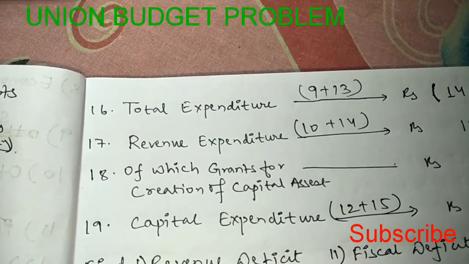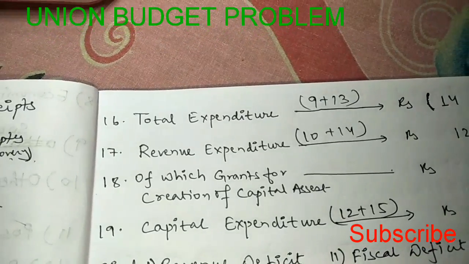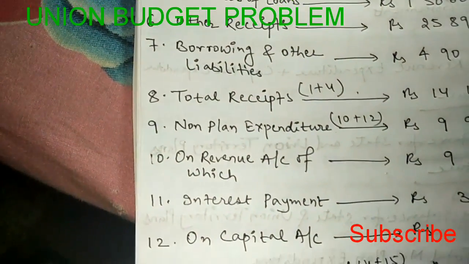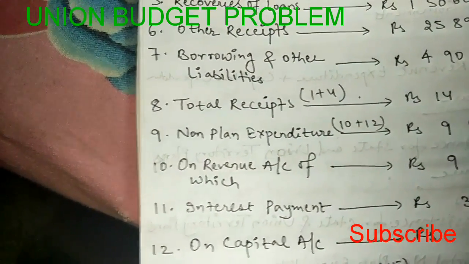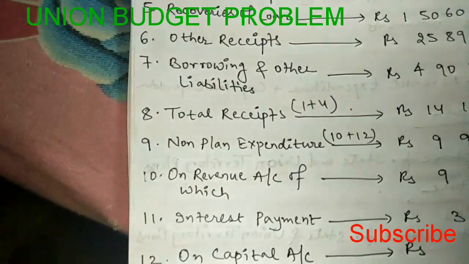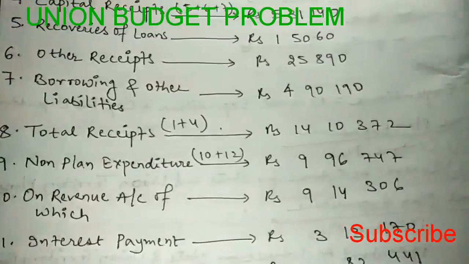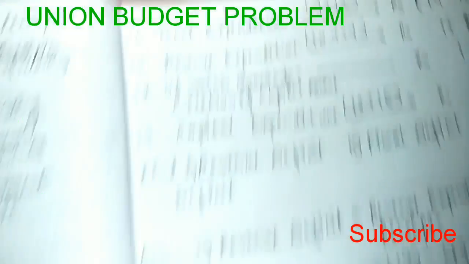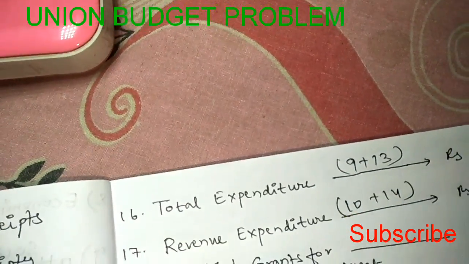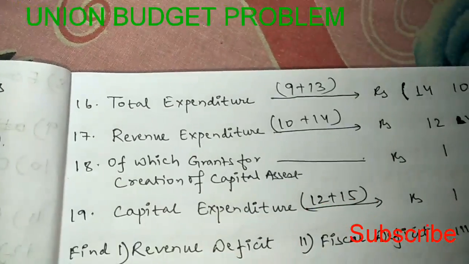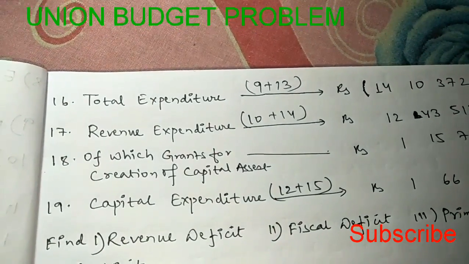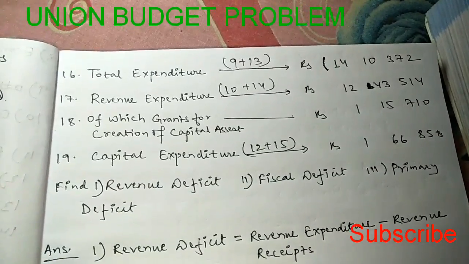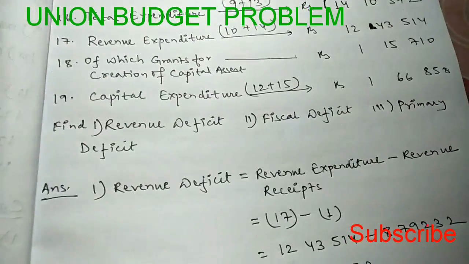Revenue expenditure is the revenue part of the non-plan, that is, non-plan on revenue account. See, 10 is the non-plan expenditure part on revenue account. That value will be taken, and the plan expenditure on revenue account value will also be taken and added. Then you get 12,43,514. And capital expenditure similarly, 12 plus 15, is 1,66,858. Now move to the numerical part.